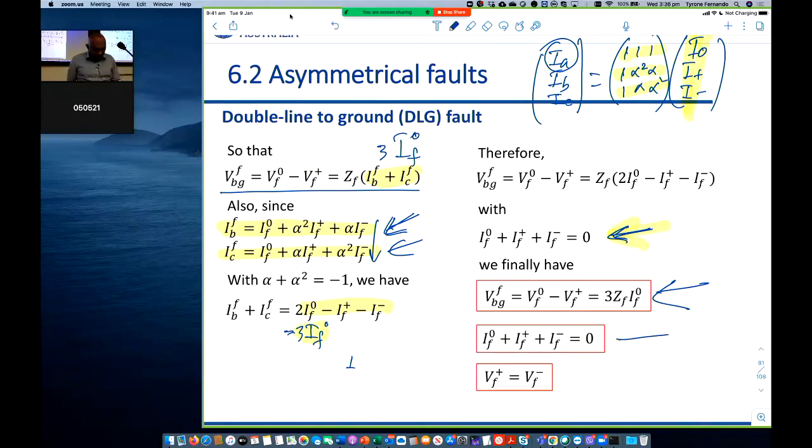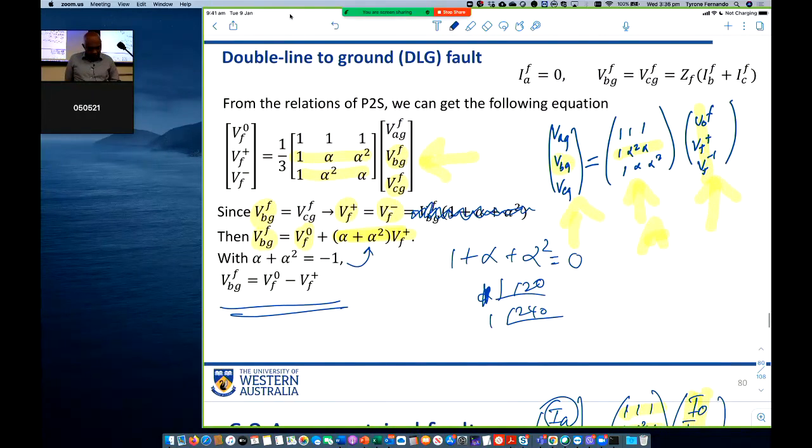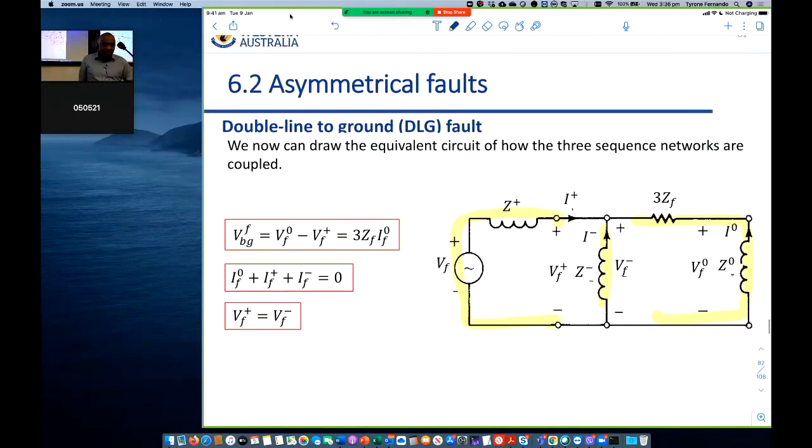We also have the sum of all the sequence currents equal to 0, and we also have this expression: VF plus must equal VF minus, and that comes from here, which we discussed previously. Okay, so these 3 equations may sound a bit complicated, but they're actually not. You can easily derive them if you follow what I say. You can listen to it again if you haven't.